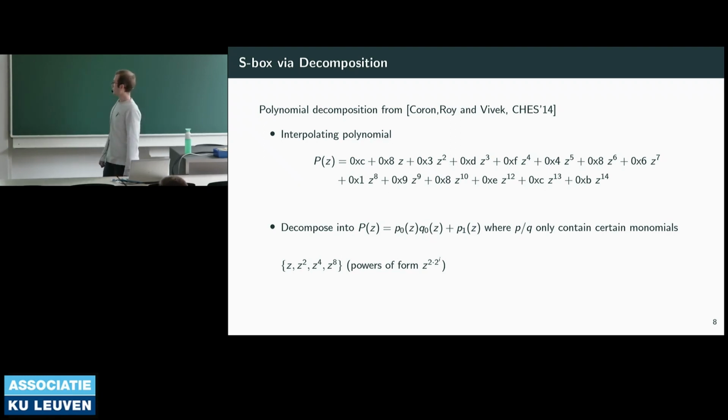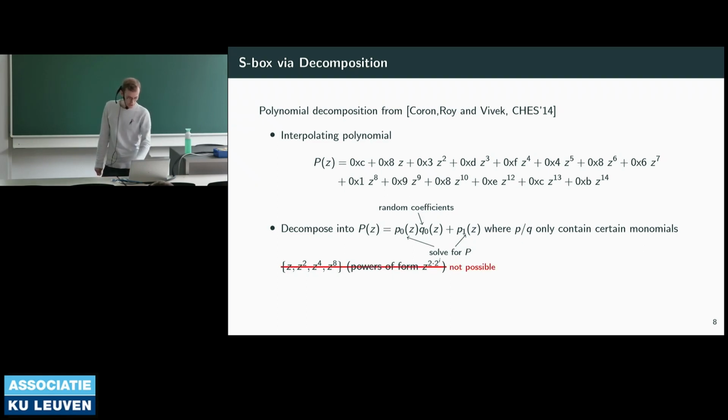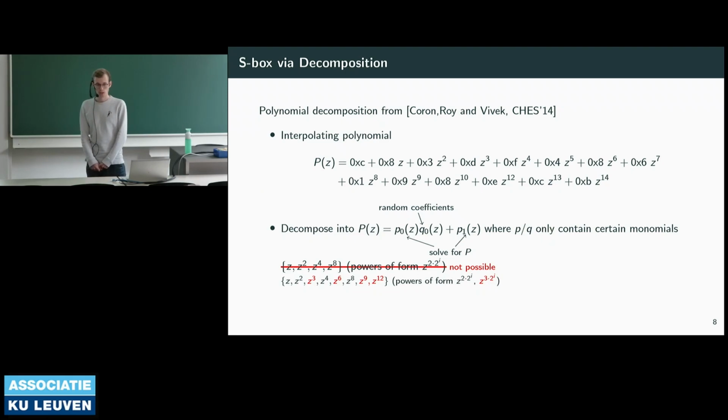And now if we want to solve this for coefficients, we see that this is a nonlinear equation. So what we can do is set random coefficients for Q0 and then hope that we can solve the now linear system for the coefficients of the P polynomials. However, for the 4-bit case, unfortunately, we don't find a solution. So the next best thing we can do is add powers of 3 to the monomials. And for this, we can find solutions, not only for this particular decomposition, but for any decomposition of 4-bit to 4-bit functions.